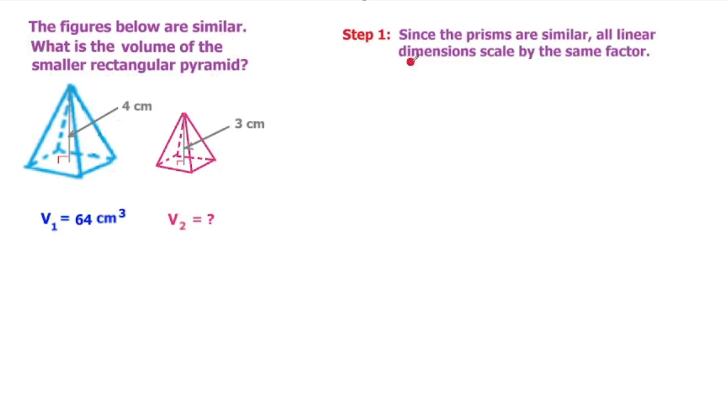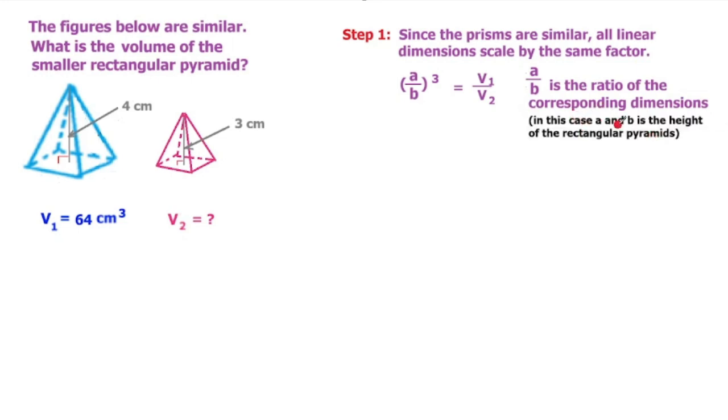So first thing to remember: since the prisms are similar, all linear dimensions scale by the same factor. So that means (a/b)^3 equals V1 over V2. So a over b is the ratio of the corresponding dimensions, and in this case, a and b are the heights of the rectangular pyramids.